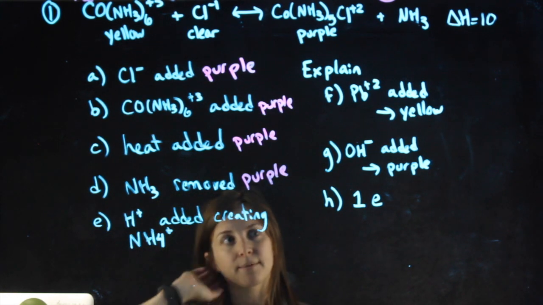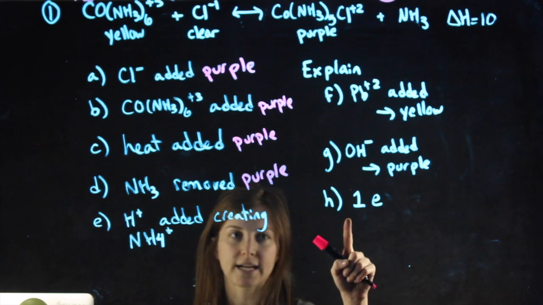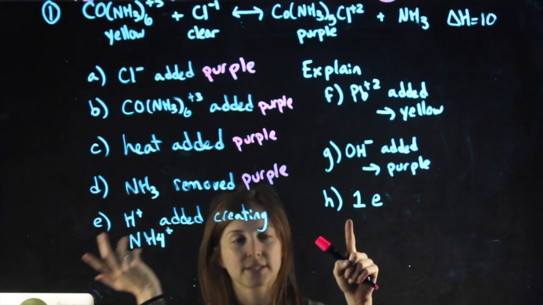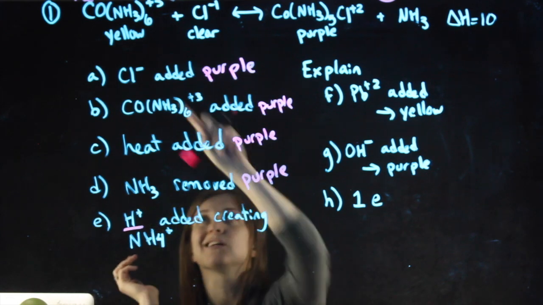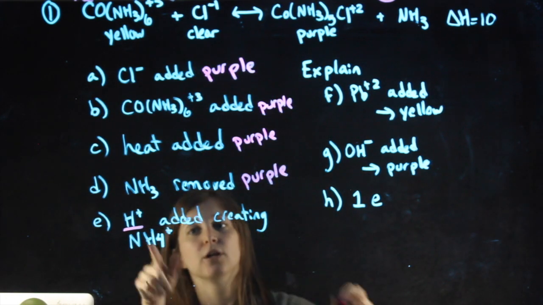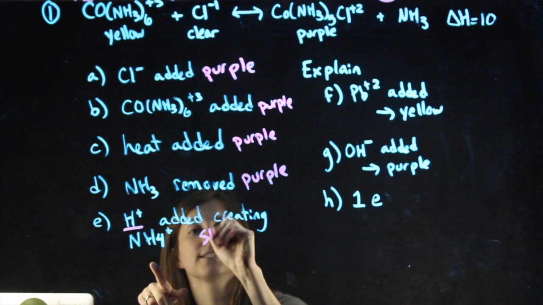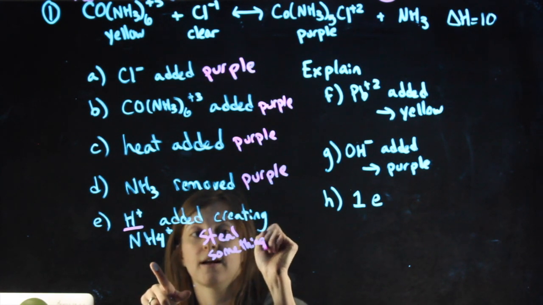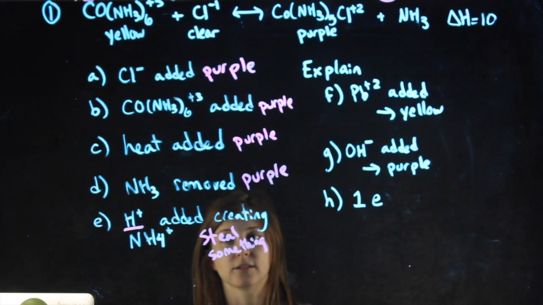E is asking the same thing, and when we skip over to H, it's just asking you to explain what happened in number 1E. So, H plus is added. Well, H plus is not in my reaction. So when it's added, it's going to steal something. And it's your job to figure out what it steals.